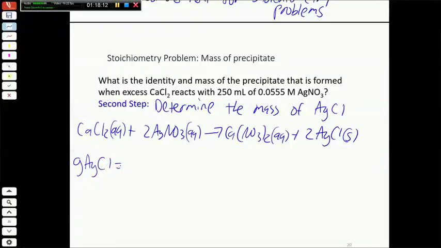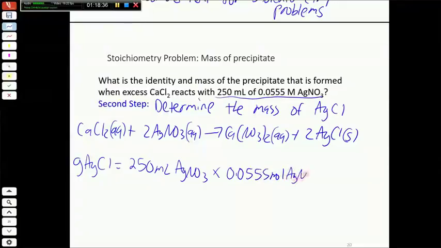And so what we're starting with is 250 milliliters of silver nitrate solution. The first step in any stoichiometry problem is to convert into moles. And for solutions where we have the volume and the molarity, we're going to use that molarity to get moles. So we have 0.555 moles of silver nitrate per 1,000 milliliters. That's the shortcut that I use for molarity when we're given milliliters.